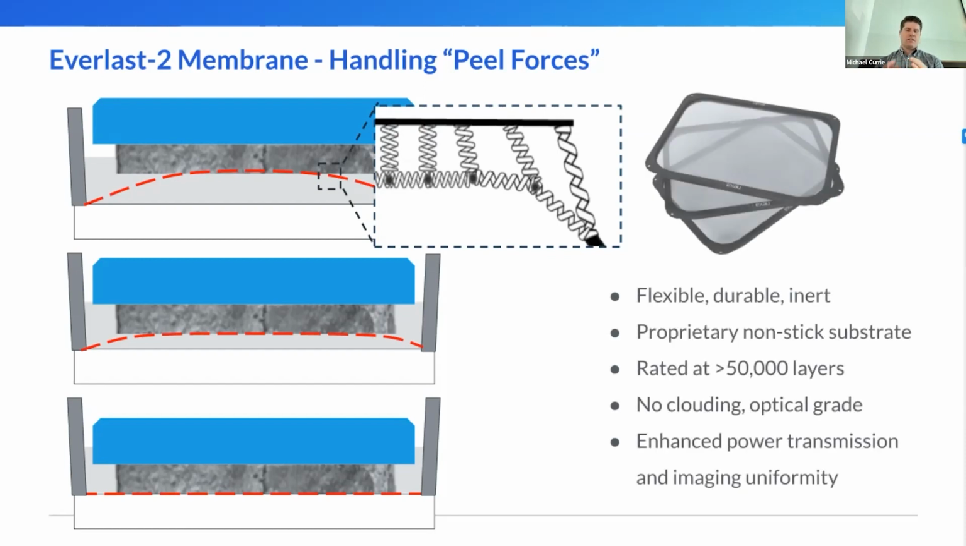And as a result, we have the Everlast 2 membrane, which is the core of this. This is the membrane technology that underpins the LSPc technology. And one, it's very flexible. It's very durable, and more importantly, it's also inert. So it's not going to participate in a lot of those intermolecular forces that we talked about earlier. It's lasted over 50,000 layers, and it doesn't cloud. It's optical grade, and it is a great fit for us. And this is what drives our process.